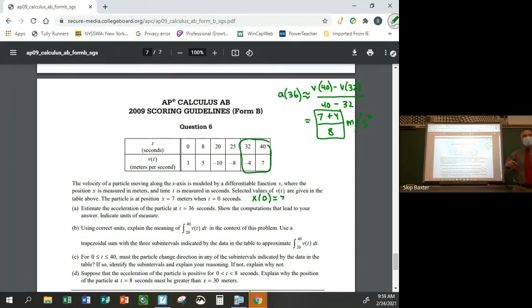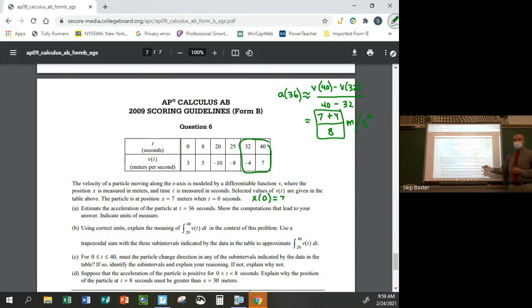Now, if you wrote, it's the total accumulation of change of distance between t equals 20 and t equals 40, you probably get credit for that, but you're wasting time, right? So it's displacement. All right, so that's the words. It's the displacement in meters between t equals 20 seconds and t equals 40 seconds. Okay, I would use units.